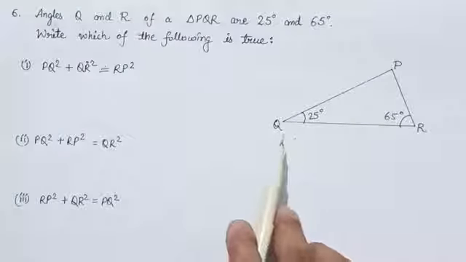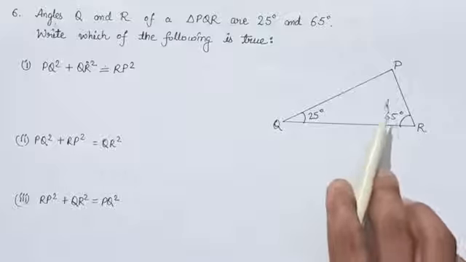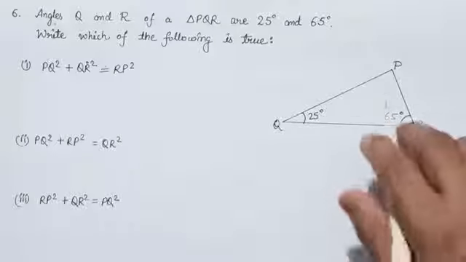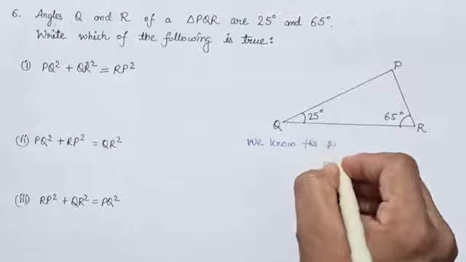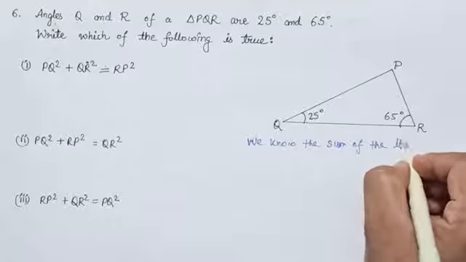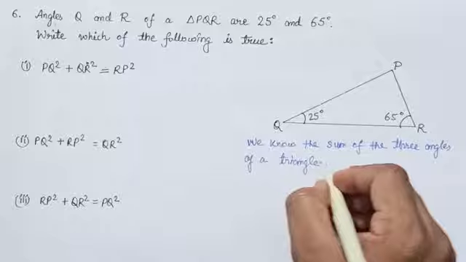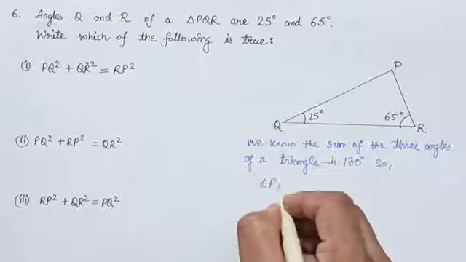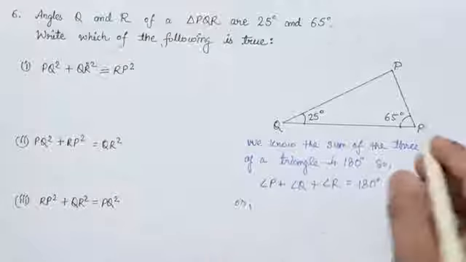First let us see this triangle. There are three angles, angle P, angle Q and angle R. If two angle measures are given, 25 degree and 65 degree, then we can find the measure of the third angle, that is angle P, by using the angle sum property. You know that the sum of the three angles of a triangle is 180 degree. So for this triangle PQR, angle P plus angle Q plus angle R is equal to 180 degree. Now let us put the values of the given angles.